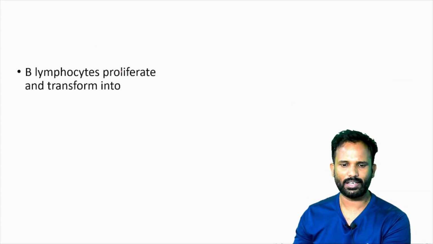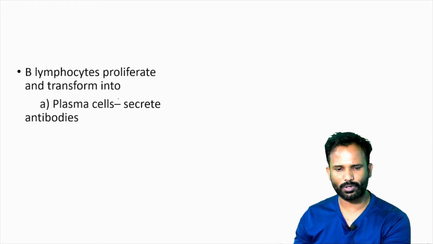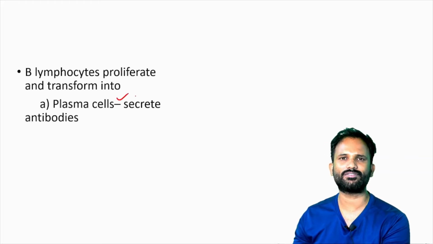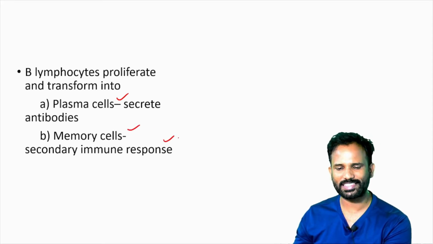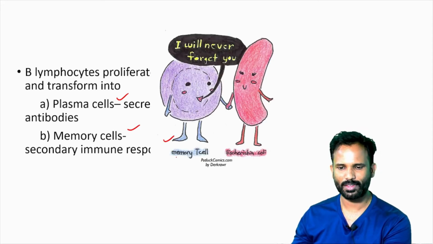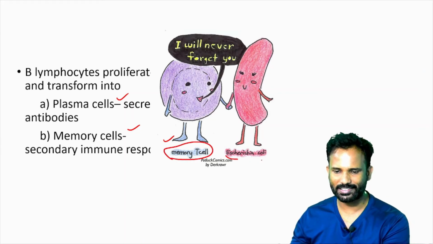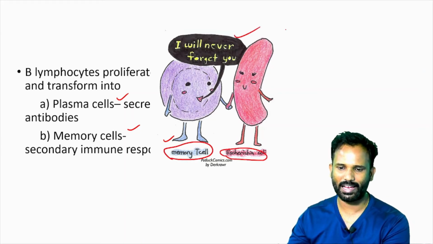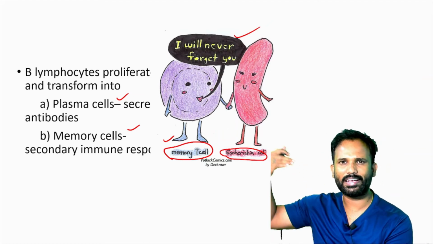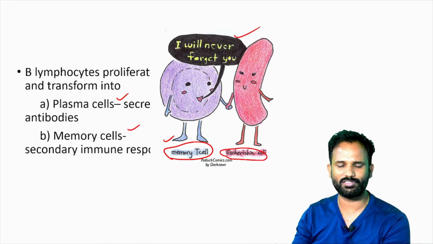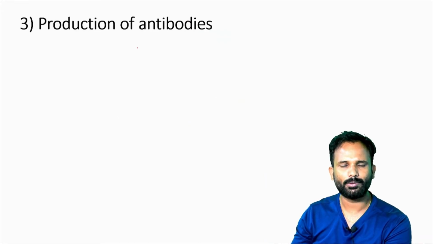Now the activated lymphocytes proliferate and transform into plasma cells, which secrete antibodies, and memory cells, which are responsible for the secondary immune response. So this is the memory cell and it is remembering the Escherichia coli and it is saying, I'll never forget. It is remembering that if next time E. coli comes, the secondary immune response will be fast, with production of antibodies.